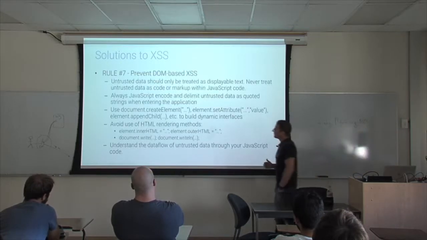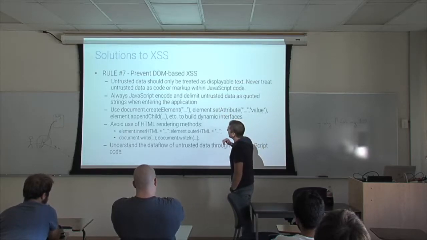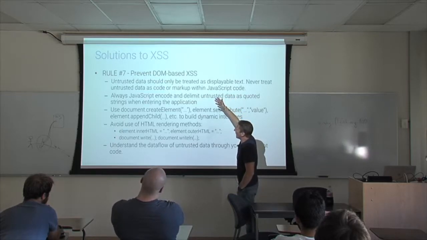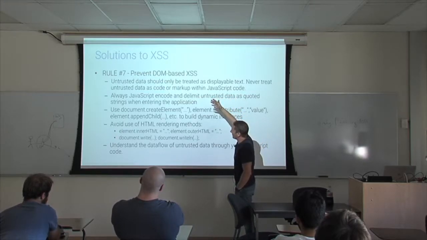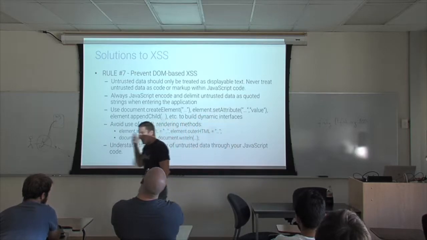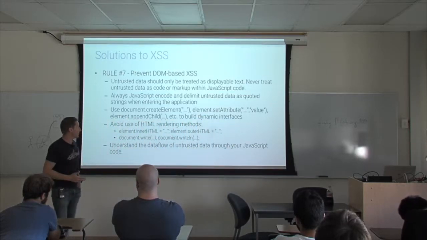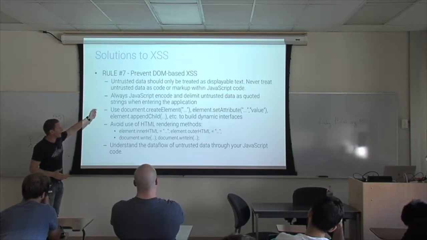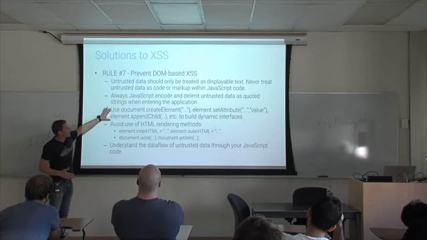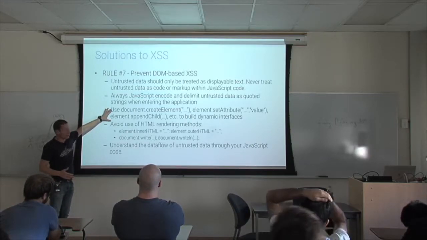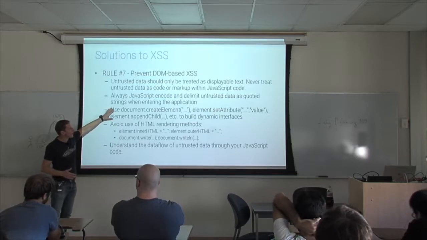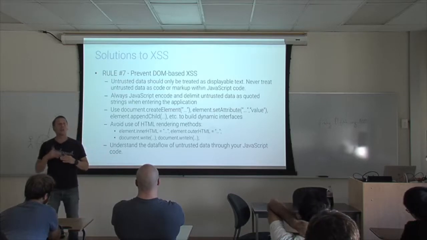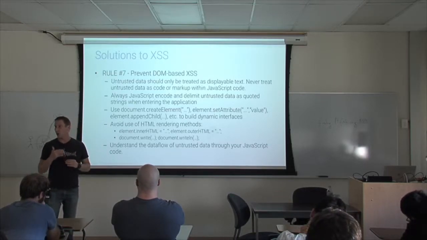Also, if we want to prevent DOM-based cross-site scripting, you always have to think that data can be displayed and can be interpreted as new JavaScript when you modify a document. Also, if you want to build the document interface, the right way to do it is to call createElement and setAttribute, because this will not trigger an interpretation of the DOM.